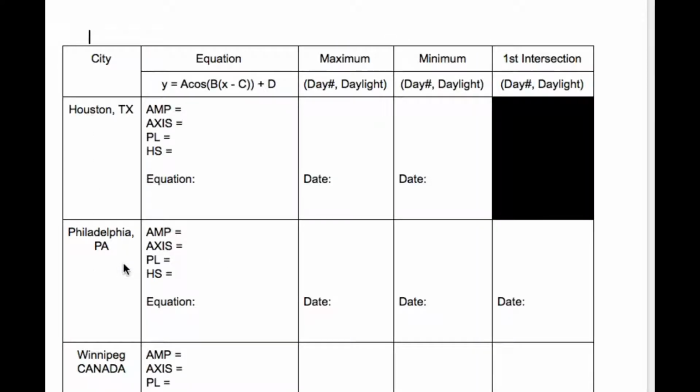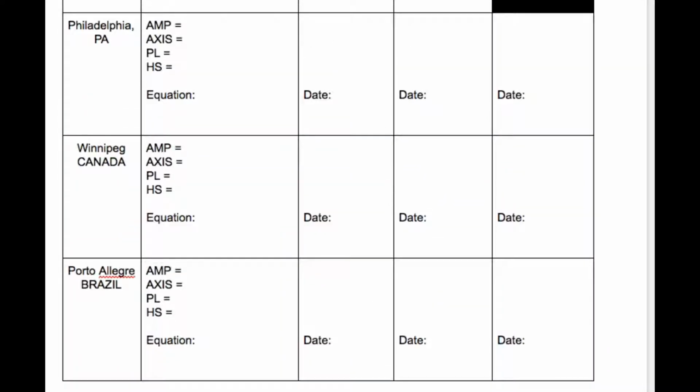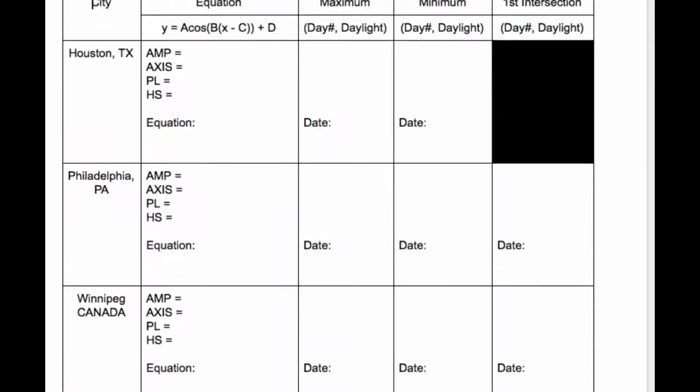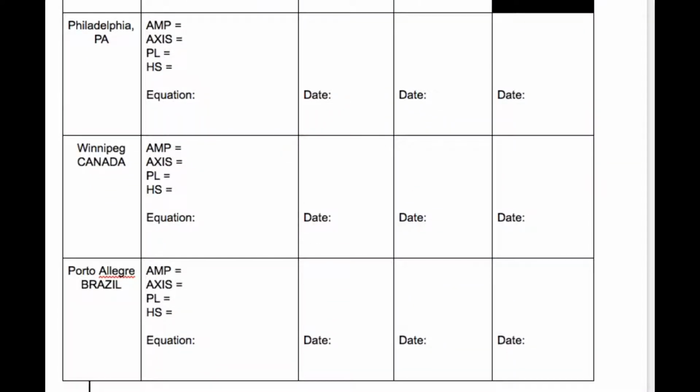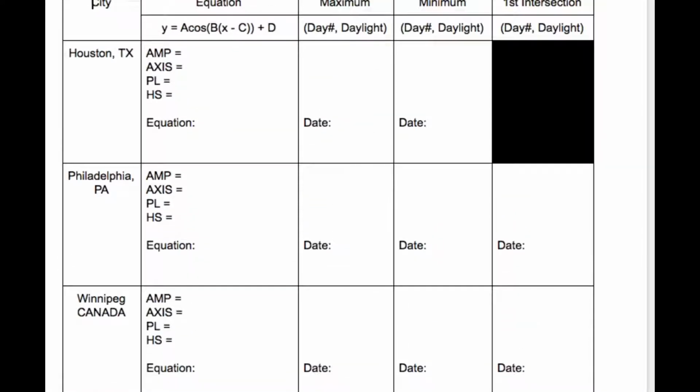And then the last thing we do is we put this into a chart similar to what the Dana Center gives you. I've created this chart, but I wanted to focus on the comparisons to the Ferris wheel assignment, where we have the amplitude, axis, period, length, and phase shift, and we have the equation. In this case also we have the date and the length of day for the maximum, minimum, and then just that first intersection, and that is length of daylight.